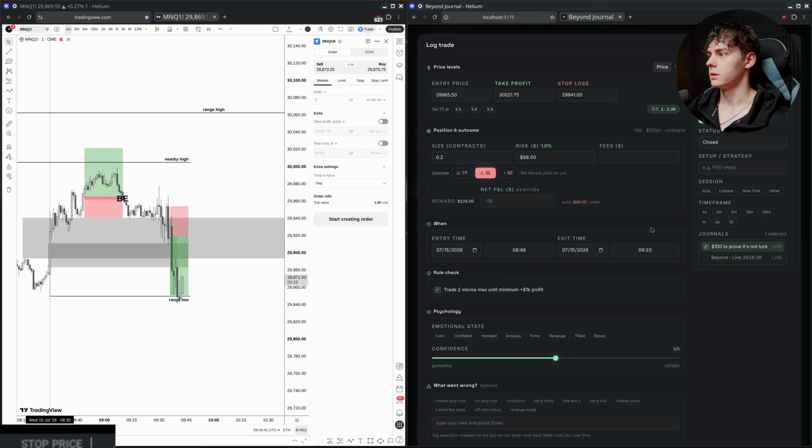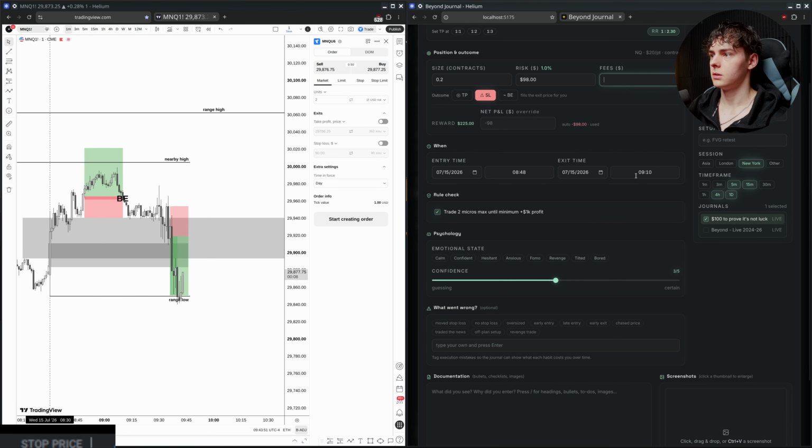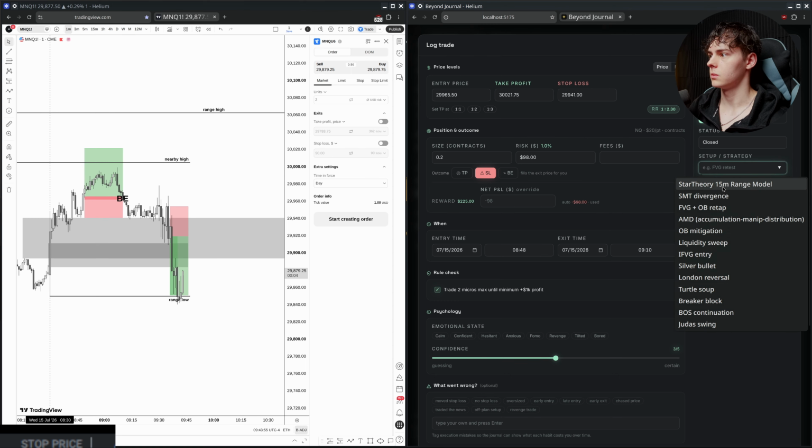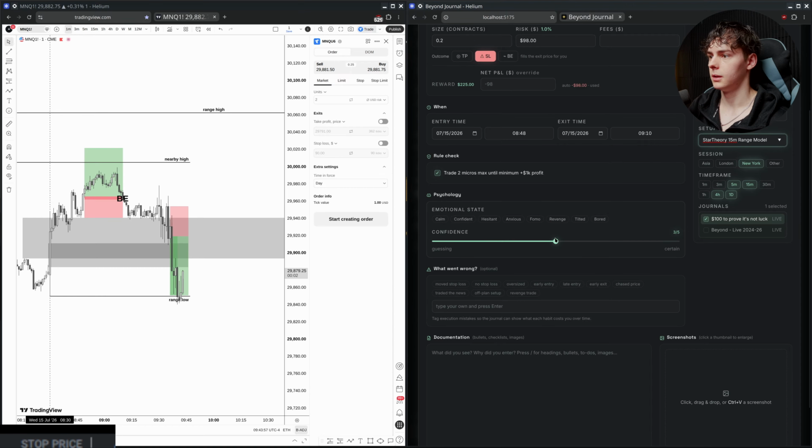8:48. Okay, this is going to be New York session, 1 minute, 5 minute, and also a lot of those pretty much. Now we're going to be doing fees, no. Long, closed. This was Star Theory range model. Confidence, I would say pretty certain. I would even say this was a 5.